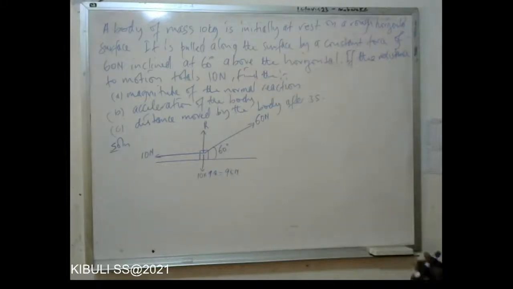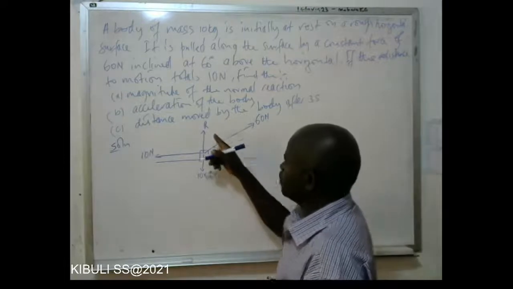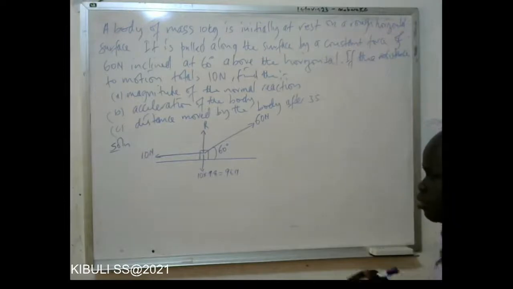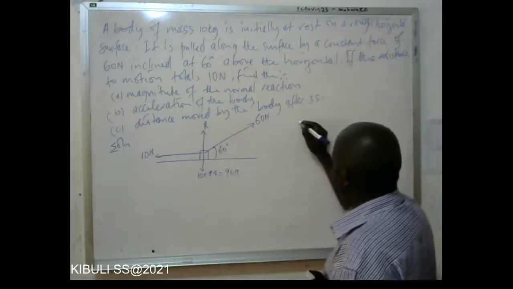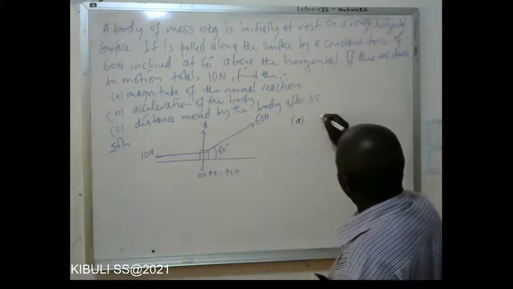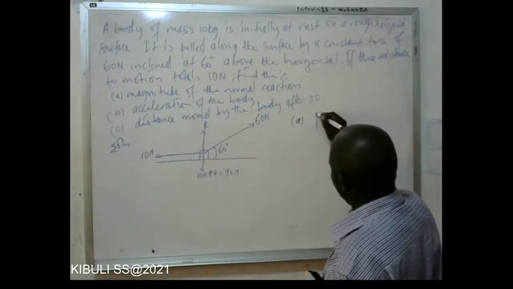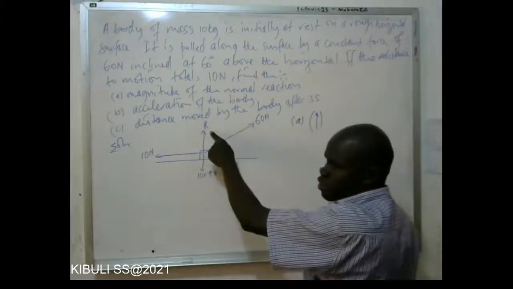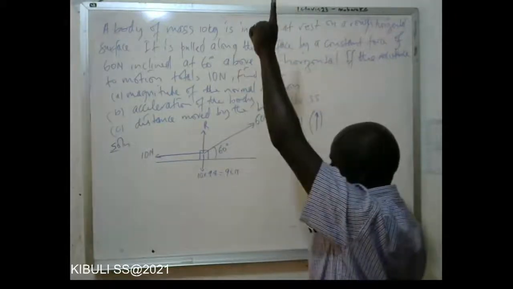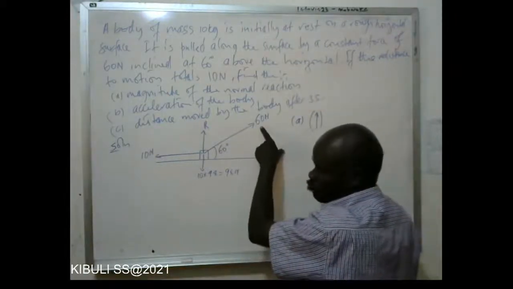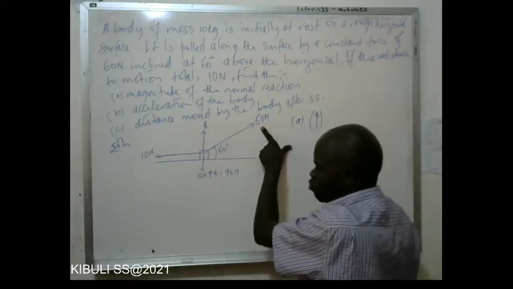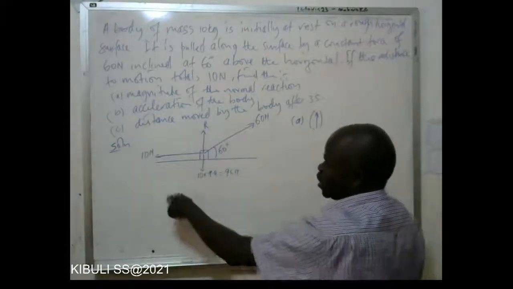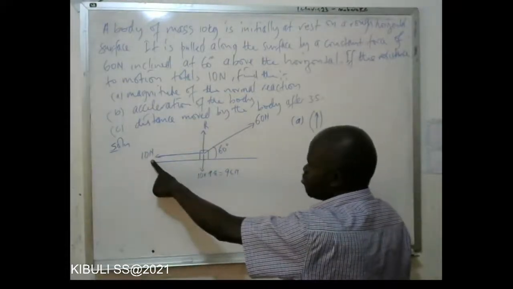Okay? So the first part of the question is saying that we find the value of R, the magnitude of the normal reaction. We can do this by resolving the forces vertically. When we resolve the forces vertically, we'll find that the vertical component of R is acting upwards. The vertical component of this force is also acting upwards. The vertical component of this force is acting downwards. And this force has no vertical component.